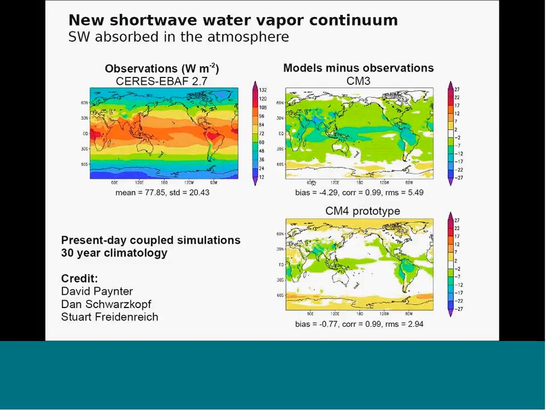In CM3, we had a negative bias in the amount of shortwave that is absorbed by the atmosphere, around 4 watts per square meter. So we were not absorbing enough shortwave in the atmosphere. And that bias has been almost entirely corrected with the new water vapor continuum here. You can see that the error map has much less color, much closer, and the RMS is much improved compared to CM4. This helps improve the precipitation, the global mean precipitation in CM4 compared to CM3.